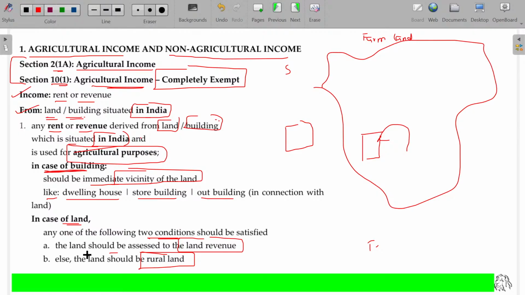Not here. You just now understand rural. Rural is different, urban is different. If the agriculture land is in the rural area, no problem. We'll accept it as it is. If it is a rural area, of course, there should be land revenue for that. Then it will be considered as agricultural farmland.